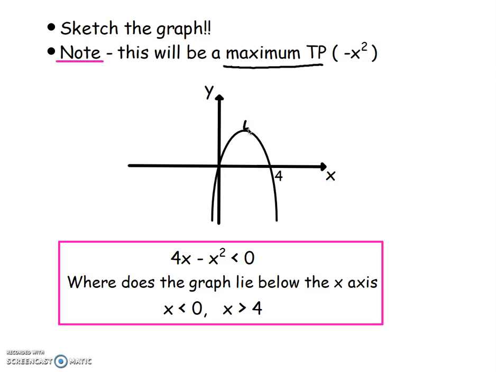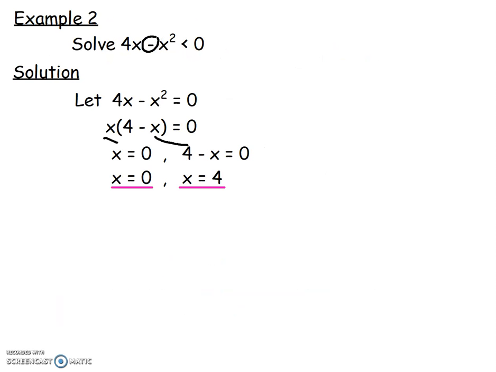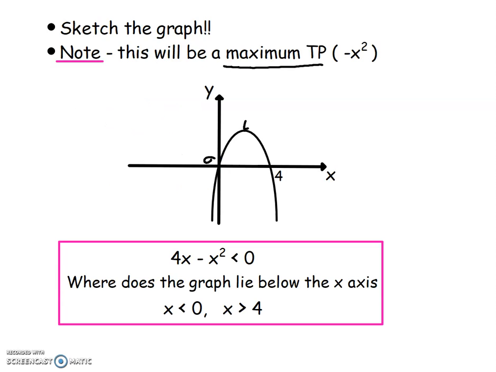You know that you have got the values of x equals 4 and x equals 0, 0 here in the origin. You want to know when it is less than 0. The question was asking you when is it less than 0. So what we do is we take our graph and we highlight the point when it is less than 0. That means it's below the x-axis. It's going to be below the x-axis in this region here and in this region here.